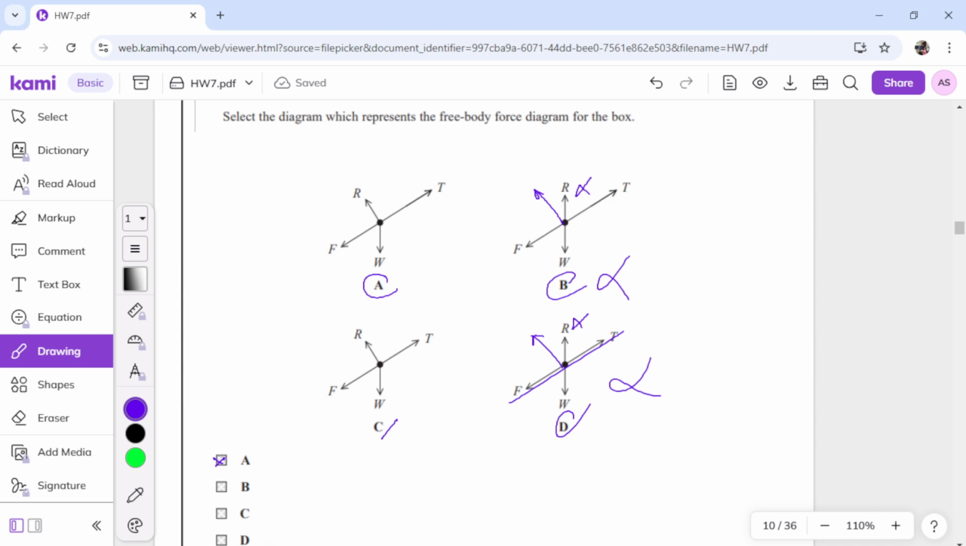C is incorrect because what? Because he drew the friction force and the tension force as equal. This is incorrect because if you resolve the W, it will give you a horizontal component, W horizontal or Wx, so it will be greater than T. This is why T must be longer, so I will choose it.